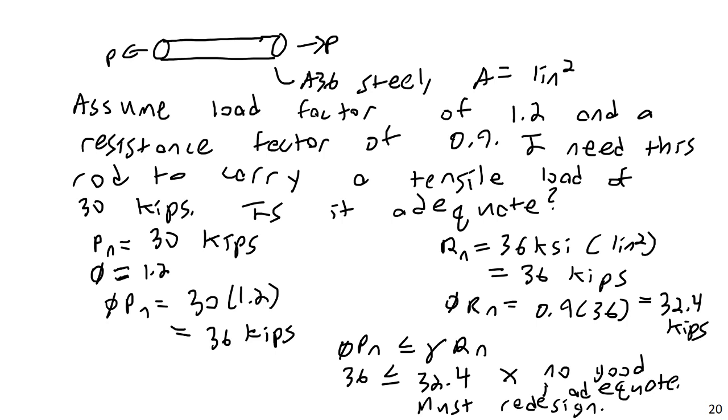So this doesn't mean that this thing is going to immediately collapse, but notice what we had. This thing's nominal resistance, right at the yield stress, without any consideration of risk, is 36 kips. The expected load, my best estimate for the load, unfactored, is 30 kips. So 30 is less than 36. Based on nominal capacity alone, this would be fine.